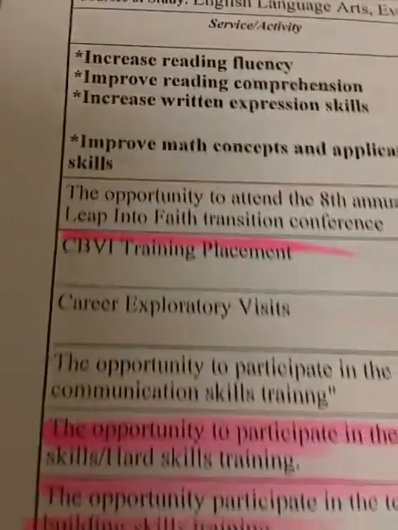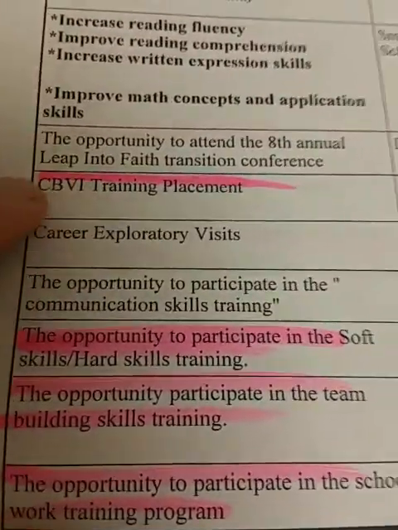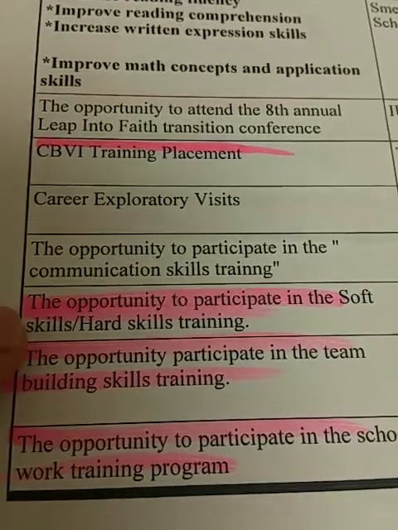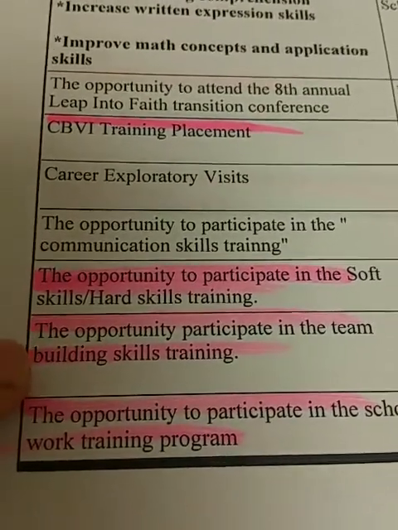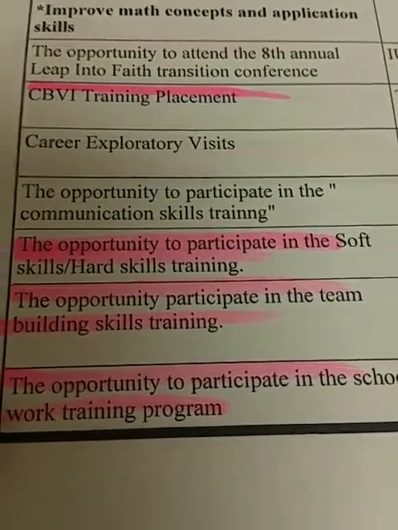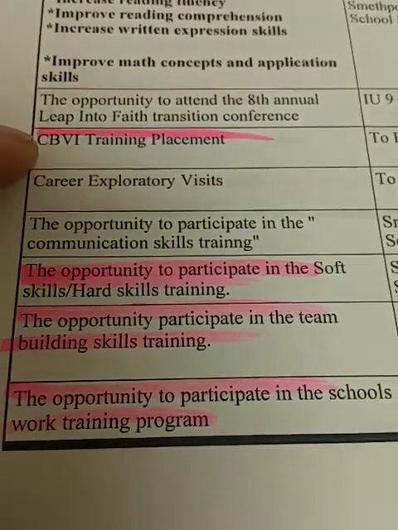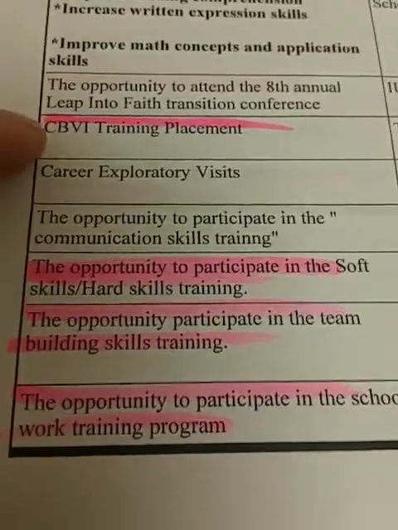Okay, we have a goal in here for employment. He wants to work in a culinary arts related field. So what are we going to do to help him with that? Well, we're going to do CBVI training. And then we have OVR services: the opportunity to participate in soft skills, hard skills, and building. Those are all things through OVR. And these will change by year, and they may be different depending on who the student is.